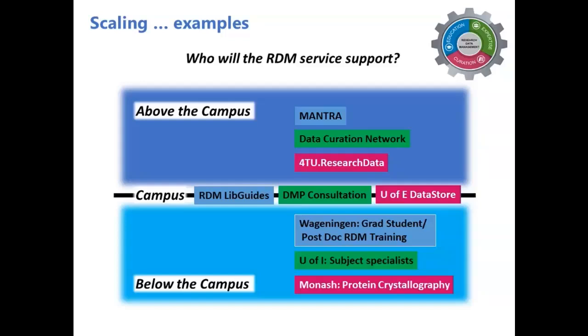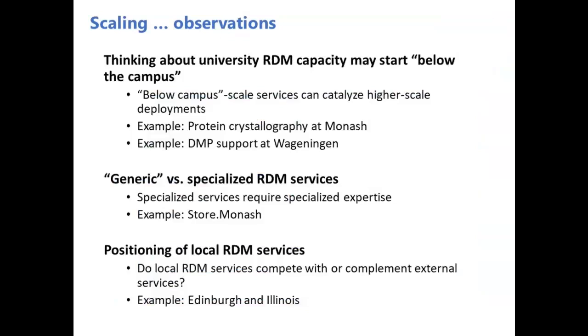Now let me finish up this section with a few additional observations about scaling RDM services. As I mentioned earlier, differences in data management practices and requirements across disciplinary or research communities can result in RDM solutions emerging at scales below the campus, in other words, aimed at particular research cohorts on campus. Services of this kind obviously are important because they meet an identified data management need for a distinct group of researchers. But we shouldn't overlook the fact that in some cases, RDM solutions that begin at scales below the campus can eventually catalyze larger campus-wide RDM deployments.